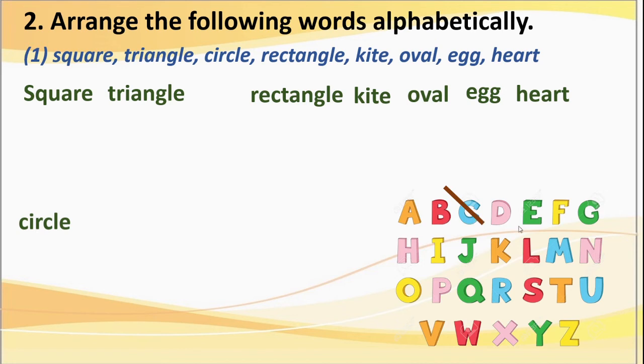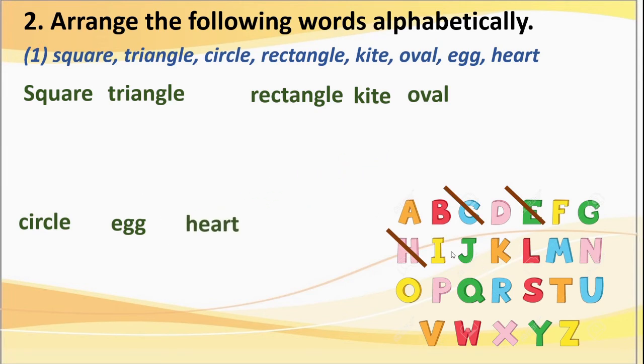Then we will move further. Now D comes. No word begins with D. E, yes, egg begins with E. So we will cut this E and here we will write this egg beside circle. This is the second word. Now F, no. G, no. H, yes, heart is there. So cut this H and take this heart here.